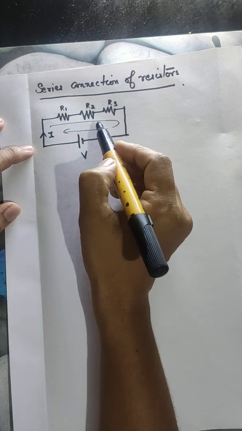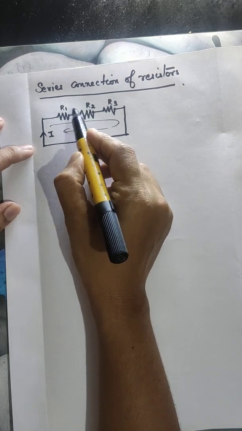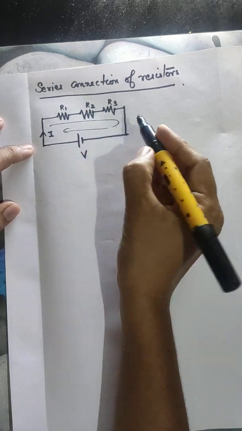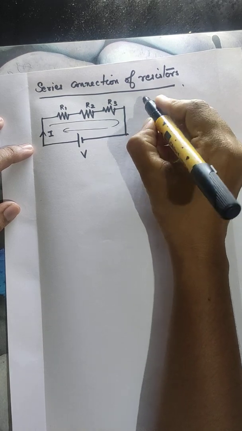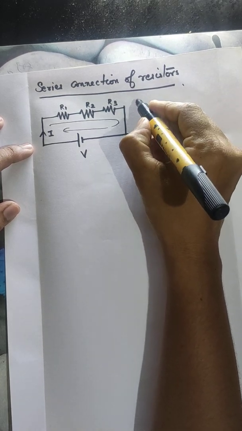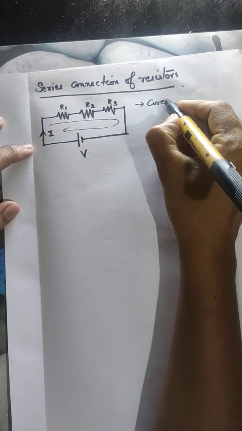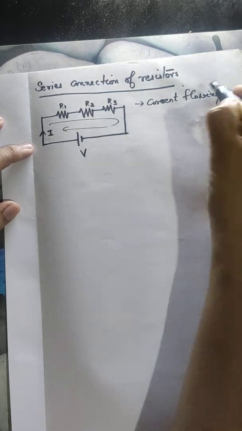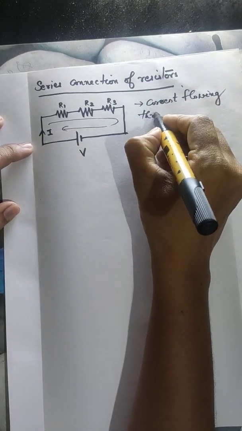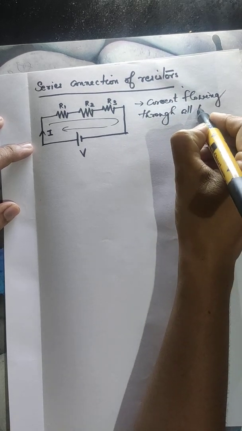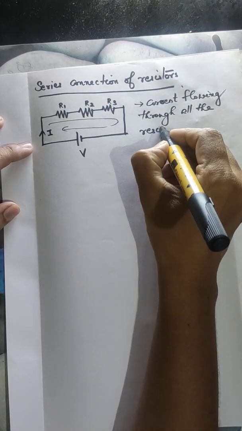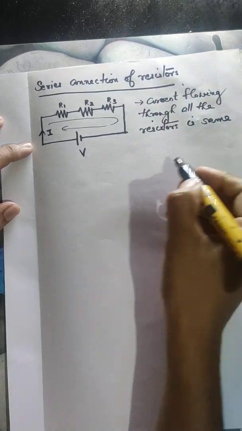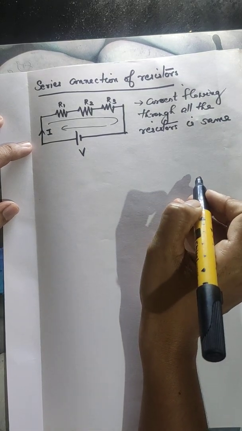That is, the current flowing through all the resistors is the same. The same current I flows through all the resistors. So this is one of the important specialities of a series circuit. In a series circuit, the current flowing through all the resistors will be the same. So current is the same in all the components of a series circuit.